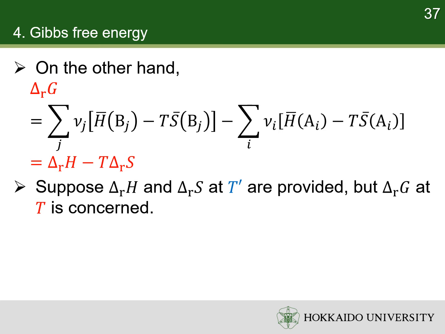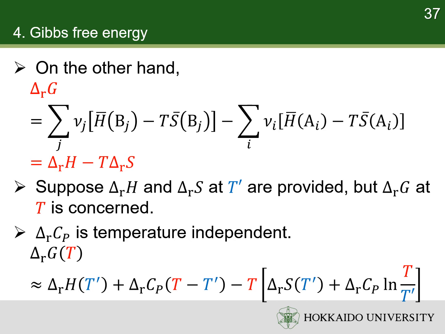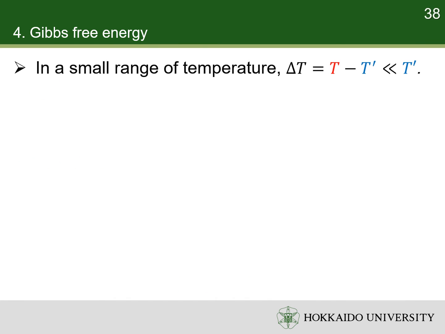Suppose that the reaction enthalpy and the reaction entropy are provided at T', but the reaction Gibbs free energy at T is concerned. Also suppose that the heat capacity change of the reaction is temperature independent. Thus, the reaction Gibbs free energy can be expressed with the following equation. Suppose the difference between T and T', delta T, is much smaller than T'. Then, the term in logarithm can be expanded with Taylor series.